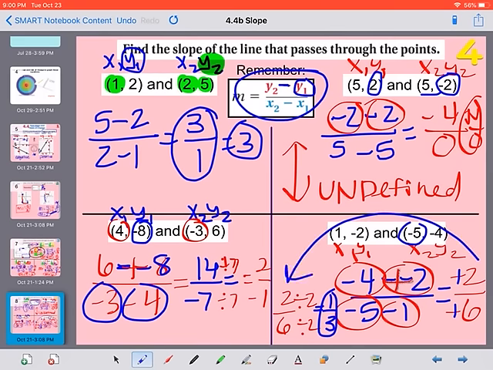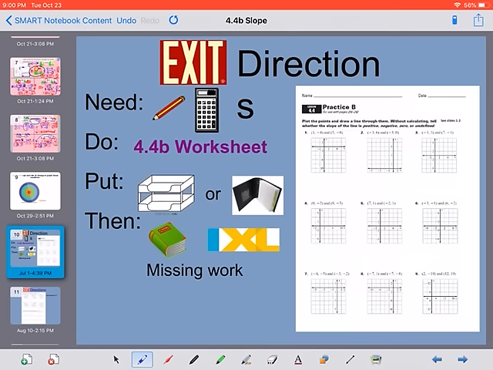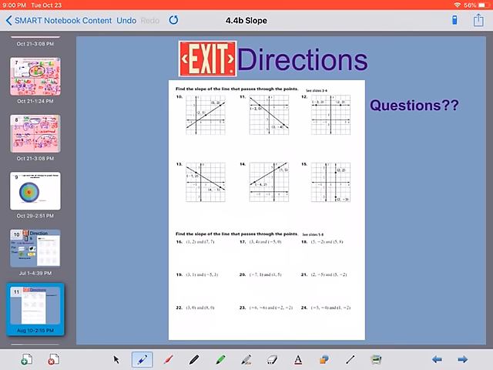We went back to here. Go ahead and try some of these on your worksheet. There are some that you need to use your slope formula that you will need to write on here. It's not written on here for you.